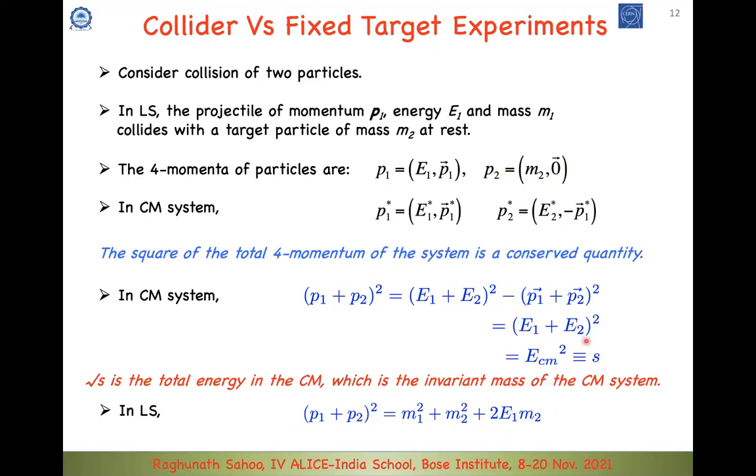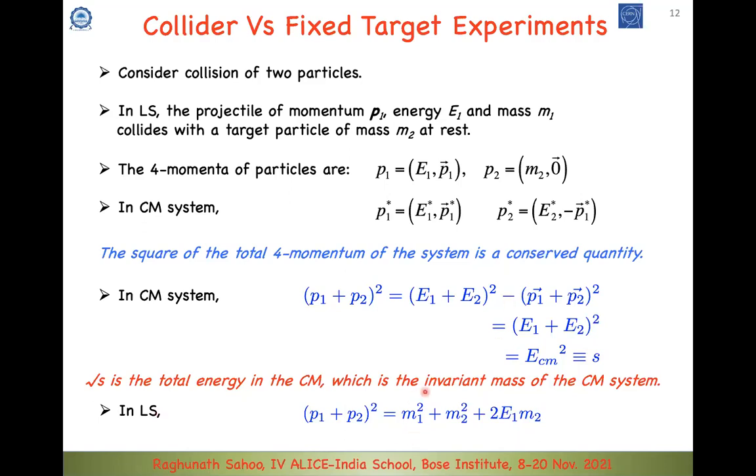So once P2 is equal to 0, the energy of the second particle is M2 and the energy of the first particle is E1. So in the laboratory system, this same quantity is nothing but M1 square plus M2 square plus 2E1 M2. Since it is invariant, this can be equalized with this one. So E center of mass square is equal to M1 square plus M2 square plus 2E1 M2, and I will be writing E1 as the projectile energy in the laboratory frame.